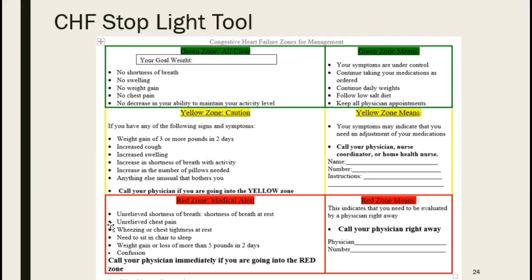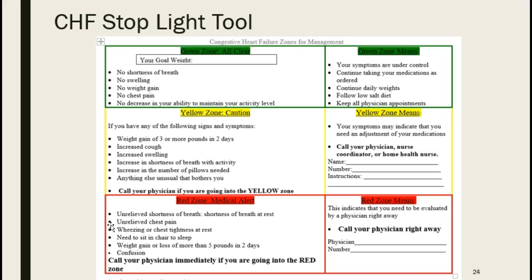And then the column to the right tells them what steps they should take. Now, if you start to develop or experience any of the signs and symptoms that are listed below that in that yellow zone, they should call their provider right away if they're experiencing any of that. And so we want to make sure that if you have a tool like this, you fill in that information, the name and phone number, instructions for that provider. The red zone is a medical alert. So if they're experiencing any symptoms that are in that red zone, they should call their physician immediately if they start to go into it.